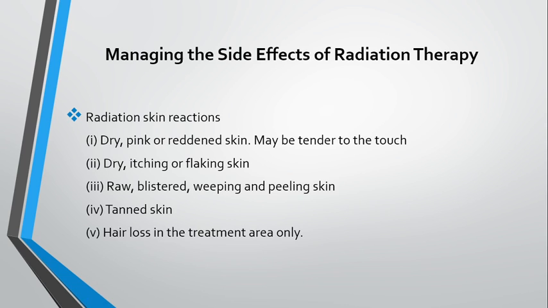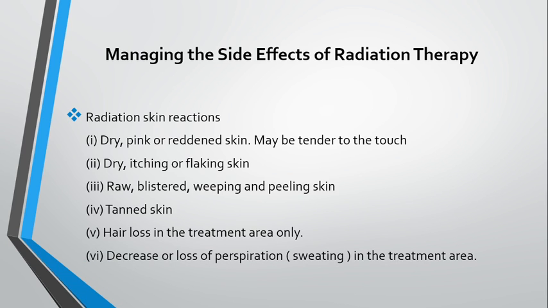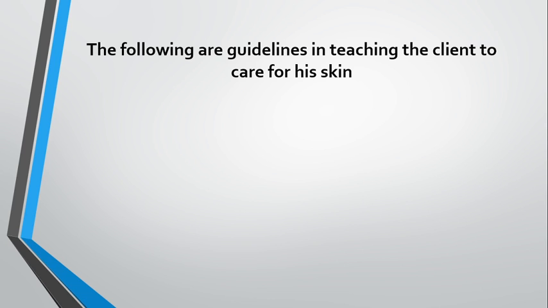Then there will be tanning, discoloration of the skin. In the area where the ionizing radiation is aimed, there can be hair loss, right? And in that area, the sweating may be impaired. So there are lots of skin reactions following radiation therapy, and therefore it is important to take care of the patient's skin following the radiation therapy in order to minimize these radiation skin reactions.